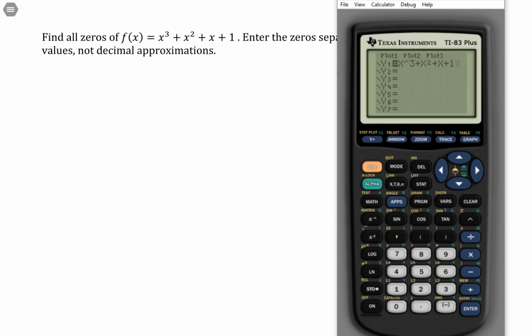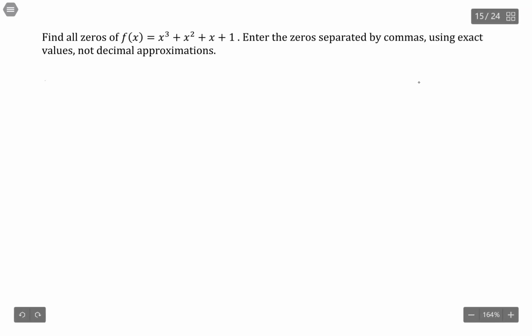And when I graph this, I'm going to use the standard viewing window, so I'm going to hit zoom 6, which gives me the standard viewing window, and now I can see probably I have a 0 at -1, it looks like. So I'm not certain of that, but it's a good guess, I think. Now, what I'm going to do is try and factor out that value -1.